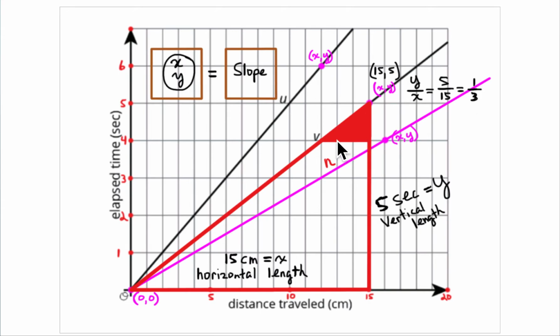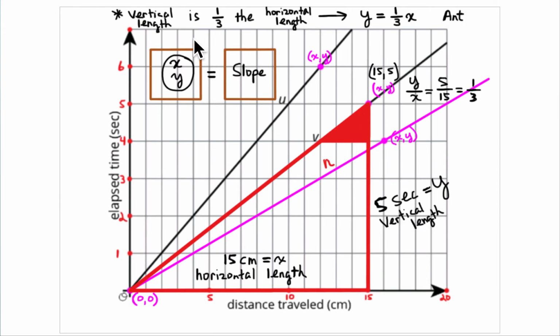And here's the slope once again to remind you. The vertical distance, 1 unit, is 1/3 the horizontal distance, 3 units. So the slope is 1/3. So it's 1/3 the number of units of the horizontal distance. So you just say that and then write the equation. The vertical length is 1/3 the horizontal length. So y equals 1/3 x for the ant.